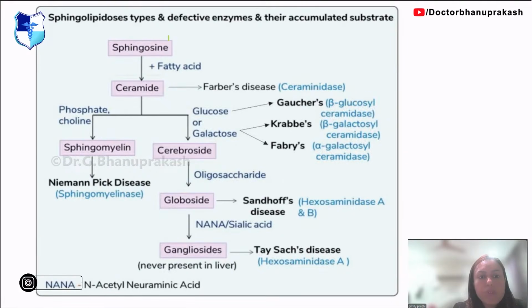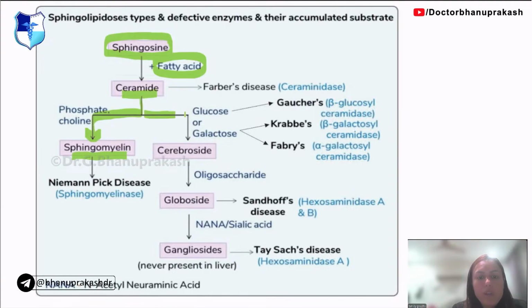So sphingosine alcohol, if you add one fatty acid to sphingosine alcohol, we get ceramide. In ceramide, if you add phosphate and choline, we get sphingomyelin. If, on the other hand, we add glucose or galactose, it is cerebroside. If you add an oligosaccharide chain, we get globoside. If we add sialic acid or NANA, it is a ganglioside.